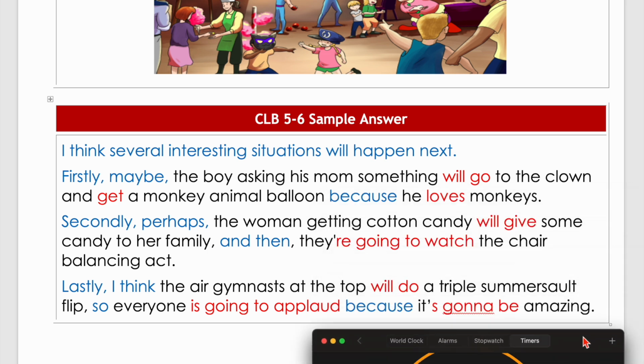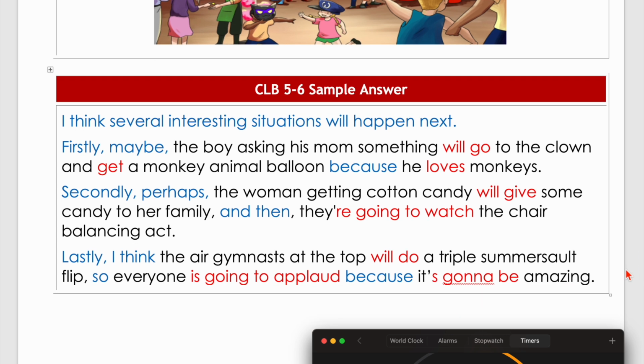I think several interesting situations will happen next. Firstly, maybe the boy asking his mom something will go to the clown and get a monkey animal balloon because he loves monkeys. Secondly, perhaps the woman getting cotton candy will give some candy to her family, and then they're going to watch the chair balancing act. Lastly, I think the air gymnasts at the top will do a triple somersault flip. So everyone is going to applaud because it's gonna be amazing.